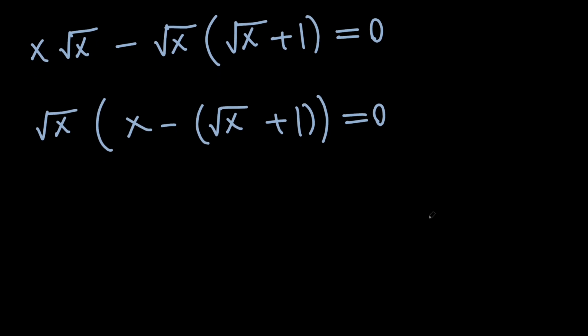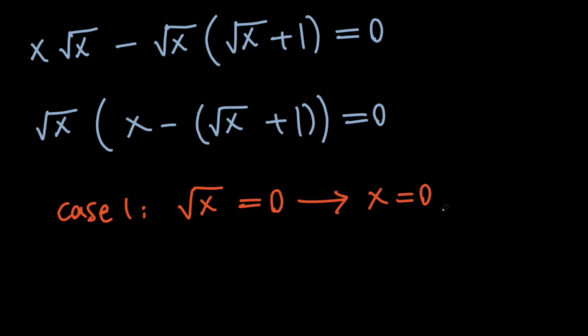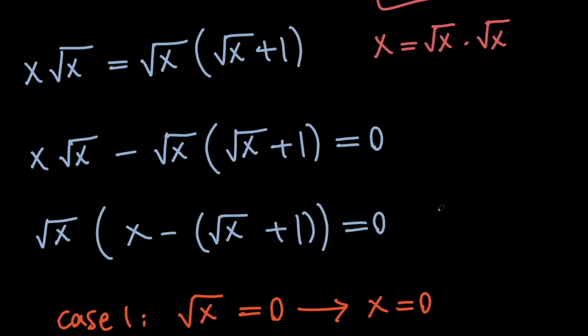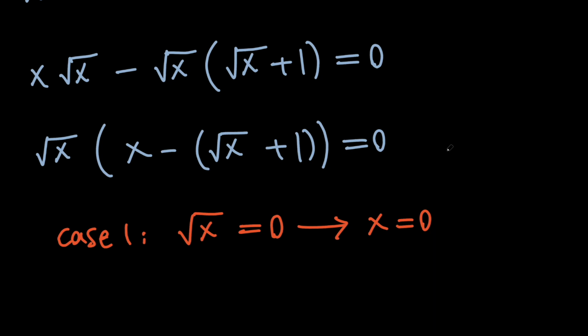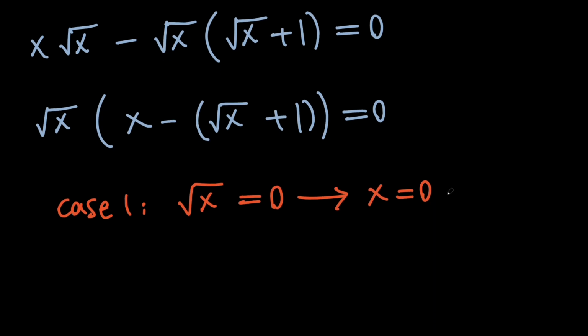Now, notice that we have a product, and the product is equal to 0. So based on the zero product property, we're going to have two cases. In the first case, we're going to have root x equals 0, which means that x equals 0. And remember that x must have been greater than or equal to 0, and 0 is greater than or equal to 0, which means that this is a valid solution.